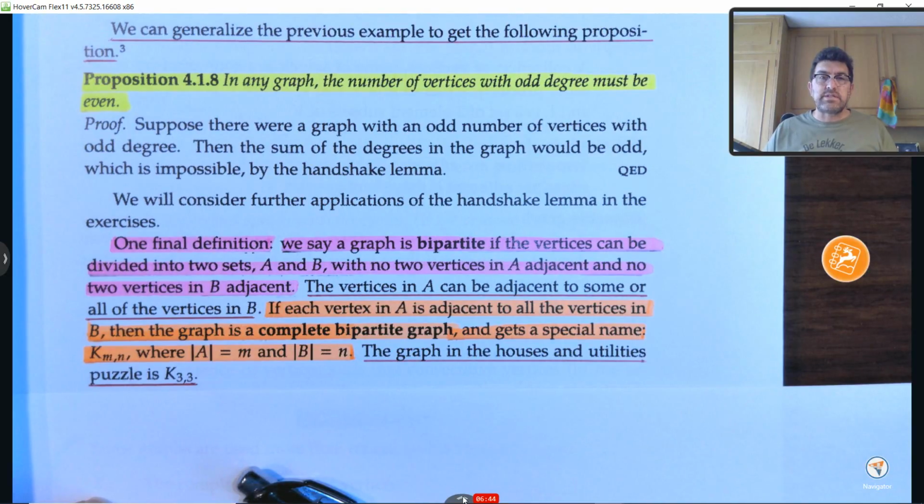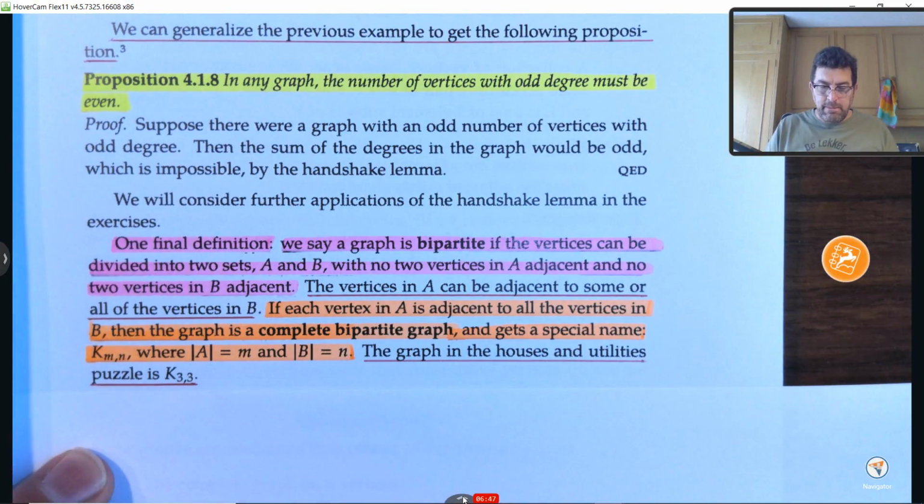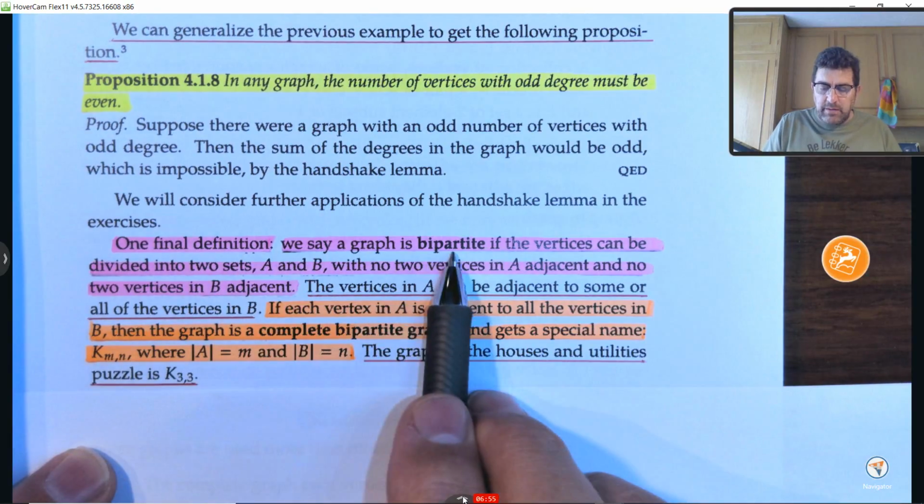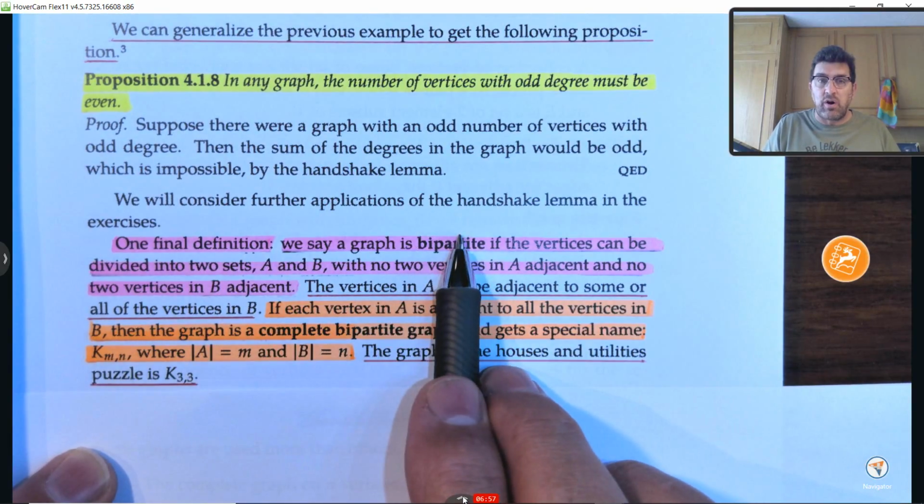Okay, let's continue with this. We will consider further implications of the handshake lemma in some of the exercises. Okay, one final definition now, and I'm going to spend some time on these types of graphs.